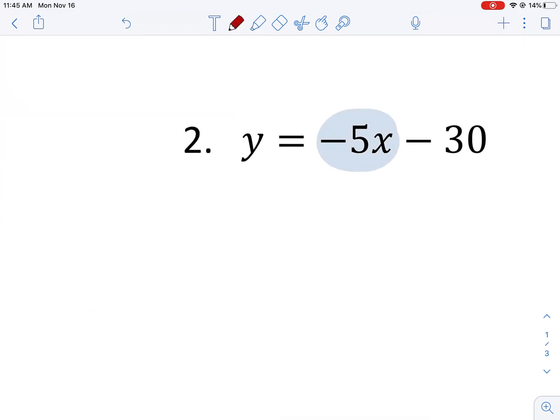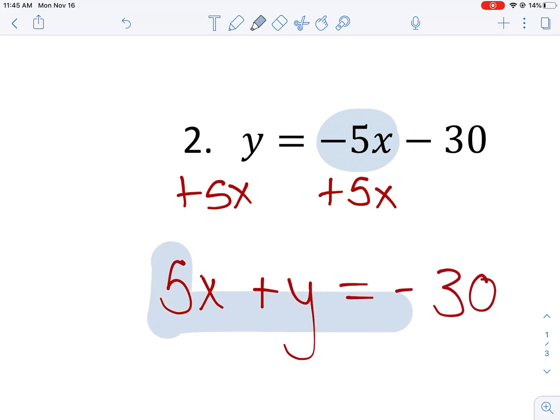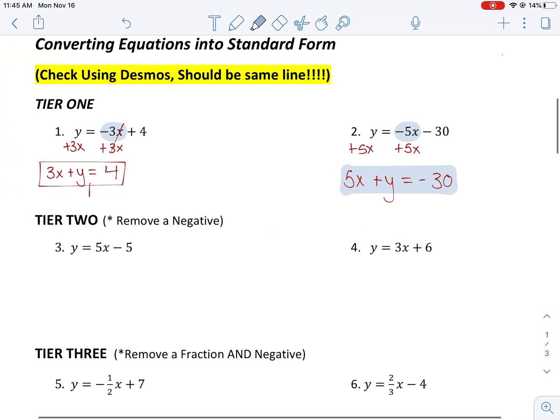Same idea, we need to move our negative 5x to the other side. So we're going to add it. That gets us 5x plus y equals negative 30. X and y are on the same side. Everything is integers. X is also positive.